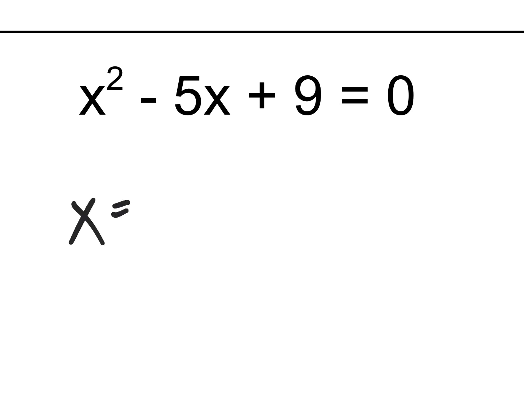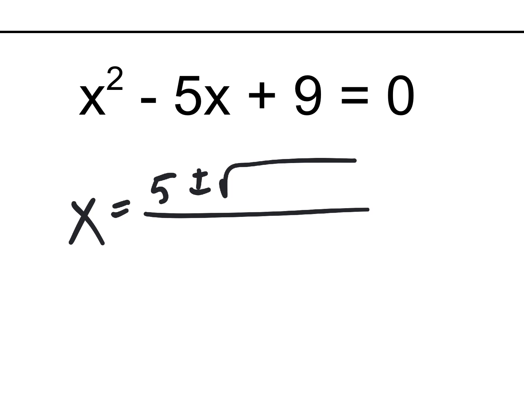X equals -b. So what should I put there? 5. Plus or minus the square root of b squared. What is b squared? 25. Minus 4 times a times c. And I honestly think that this part right here makes more mistakes than any other part.